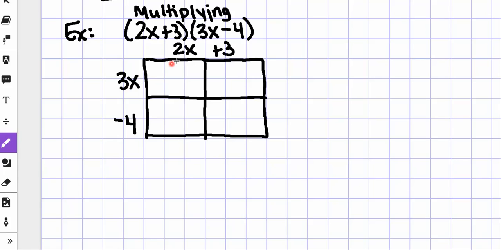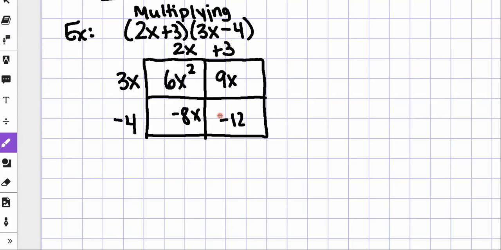So this box here is a 2x times a 3x, which is a 6x squared, okay? And x times an x is an x squared. This box here is a 3x times a 3, which is going to be a 9x. This box here is a negative 4 times a 2x, which is a negative 8x. And then this box here is a negative 4 times 3, which is a negative 12.